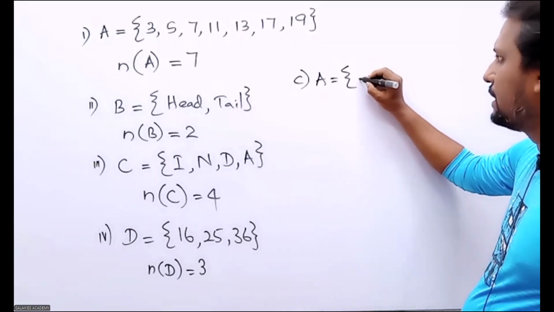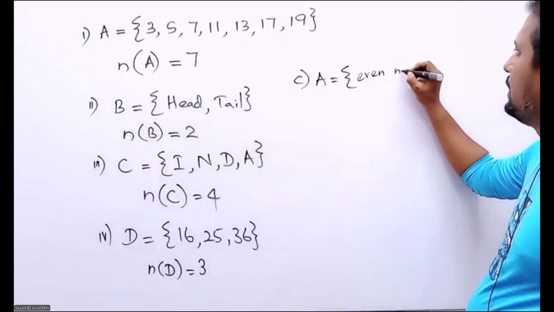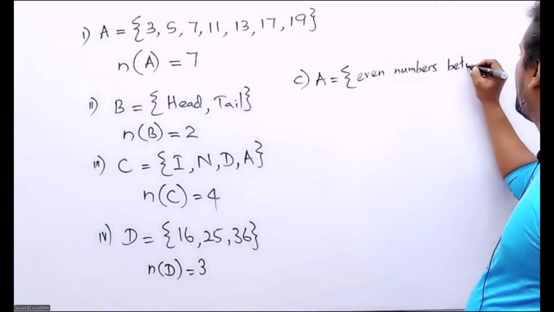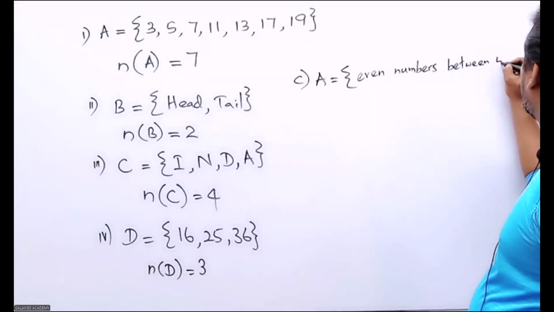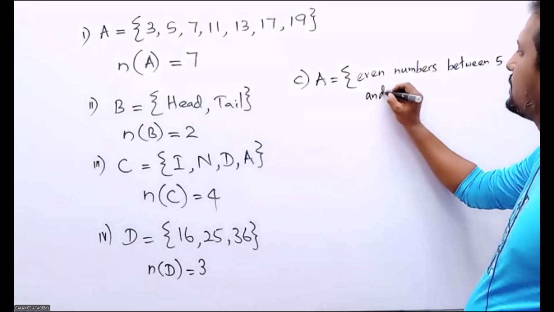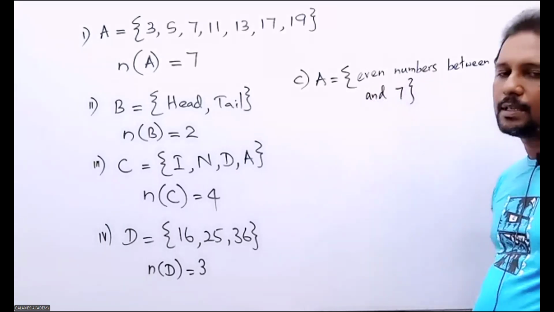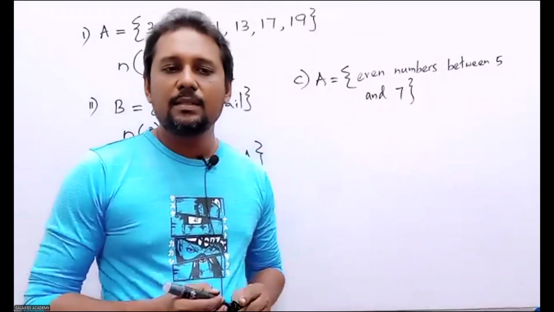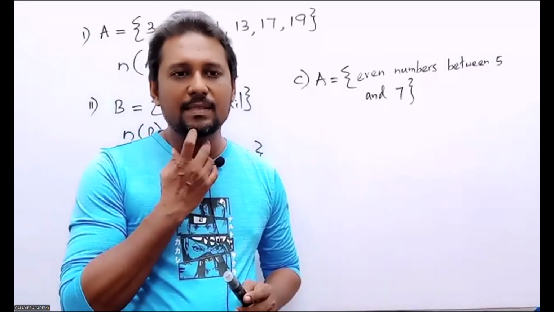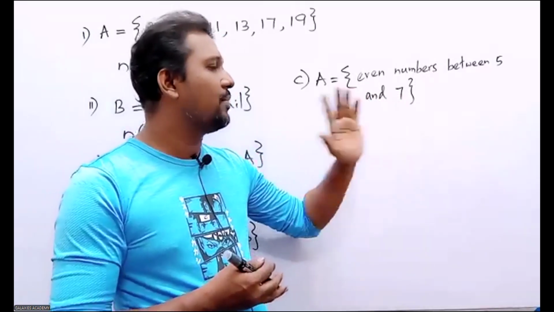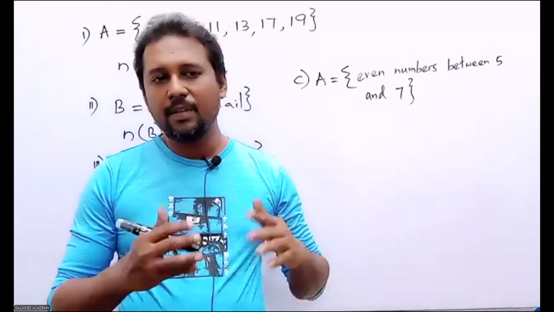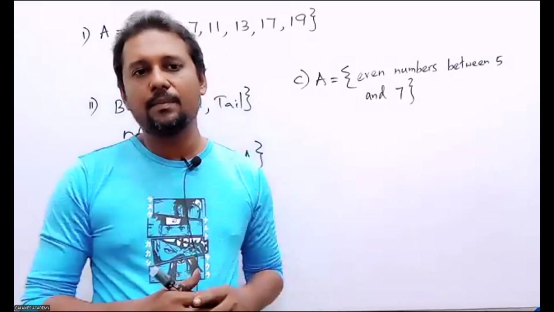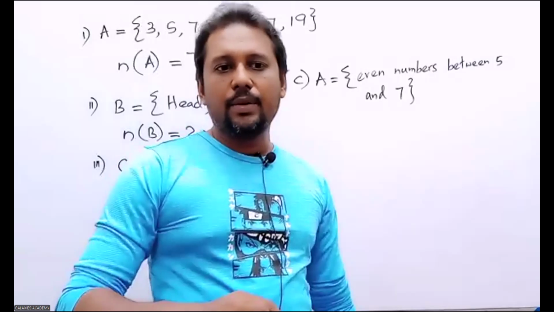Now you can write whichever one you like for this. Even numbers between 5 and 7. Right? Even numbers between 5 and 7. What are the elements? 6. Only 6. Right? So this set has only one element. In this way you can write as many examples as you like. An example that fits like this should be written here.